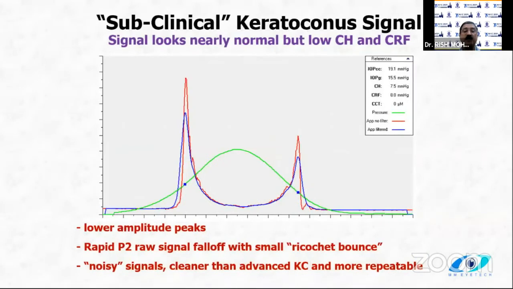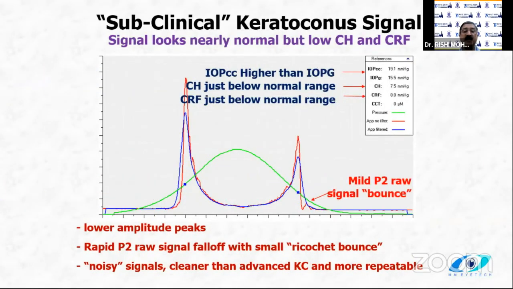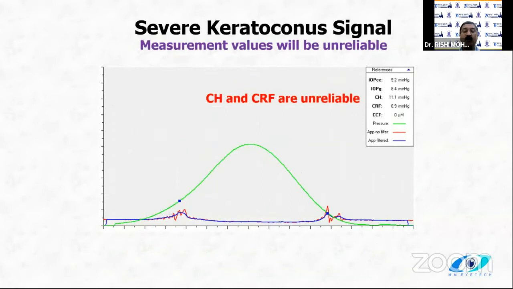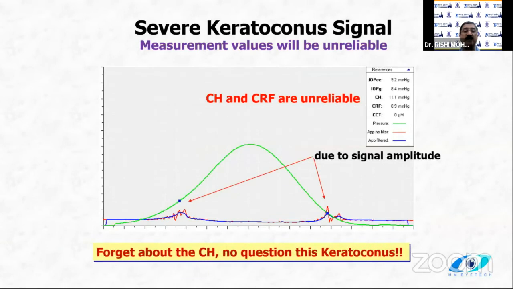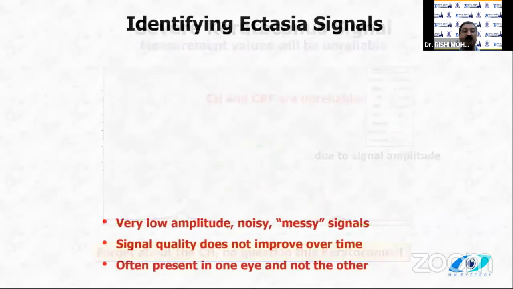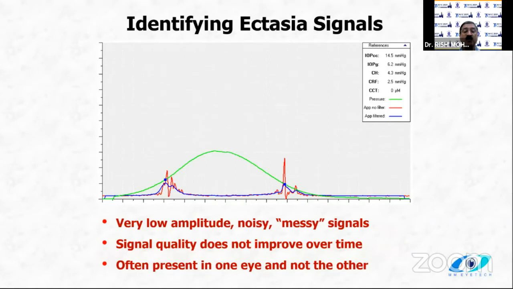In a subclinical keratoconus, again, one can see that the CH and CRF are both low, as well as in severe keratoconus where there are absolutely no values available. The moment the air puff hits, the cornea flattens, and thereby you get hardly any signal amplitude at all. So here you don't have to look at numbers at all. No question, this is keratoconus. So identifying ectasia signals, they start to mimic the keratoconus where there are low amplitude, noisy and messy signals. The signal quality does not improve over time and often is present in one eye and not in the other.